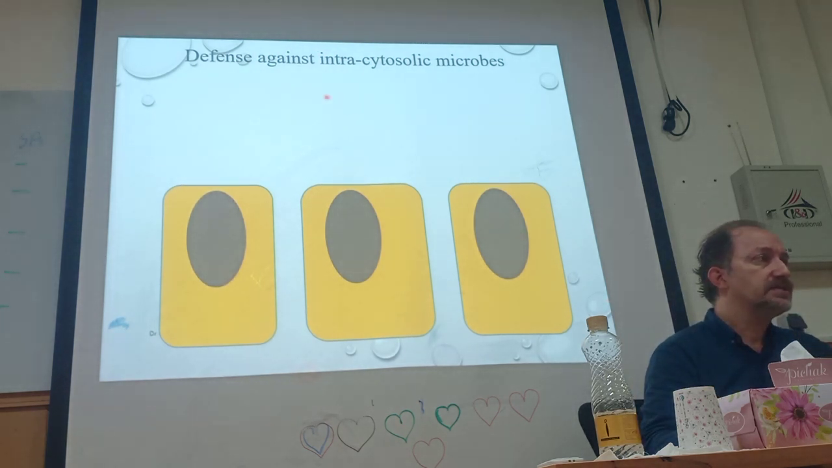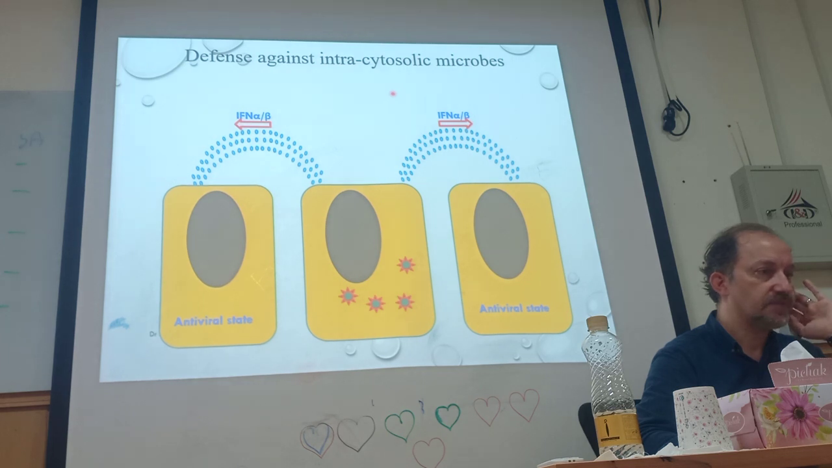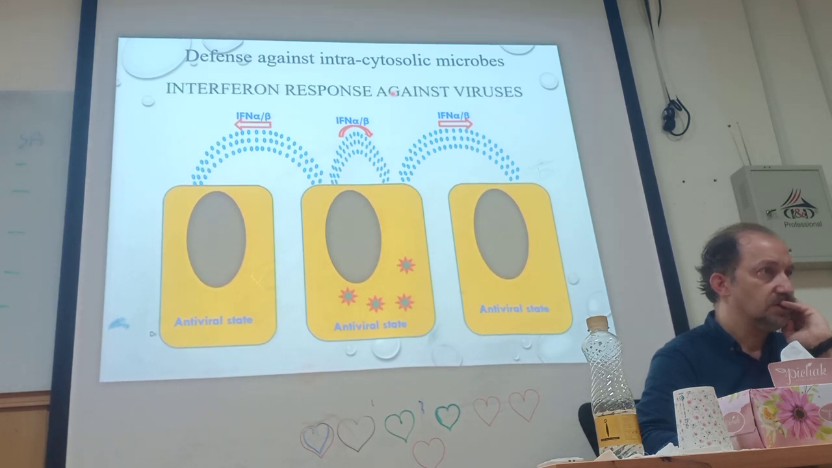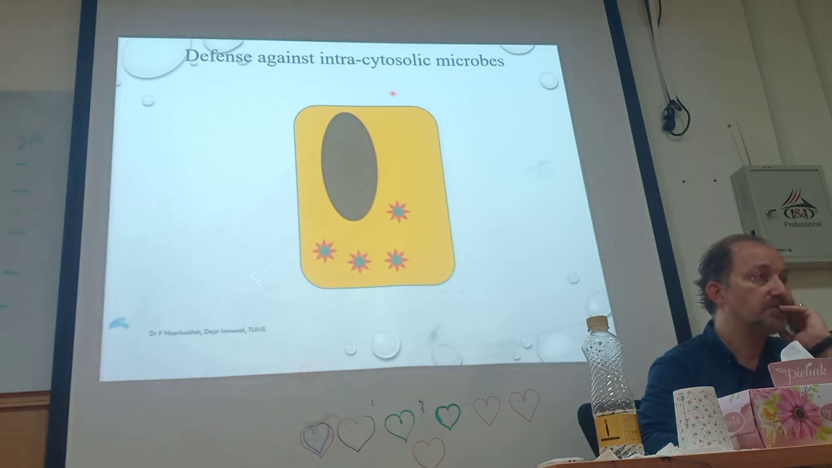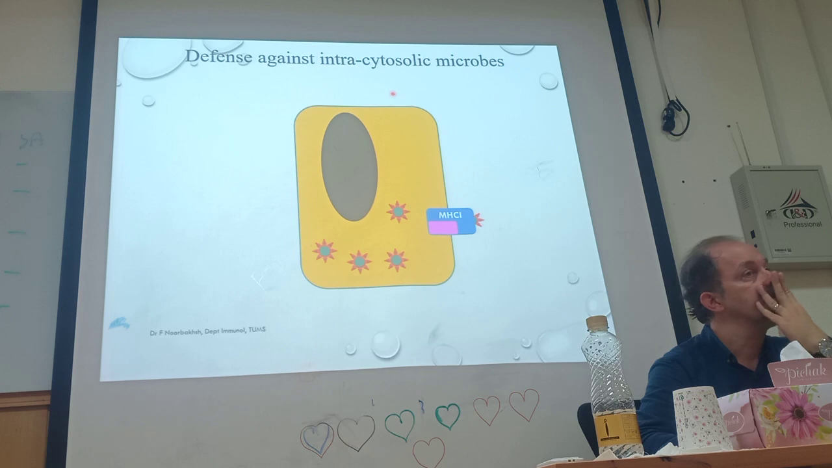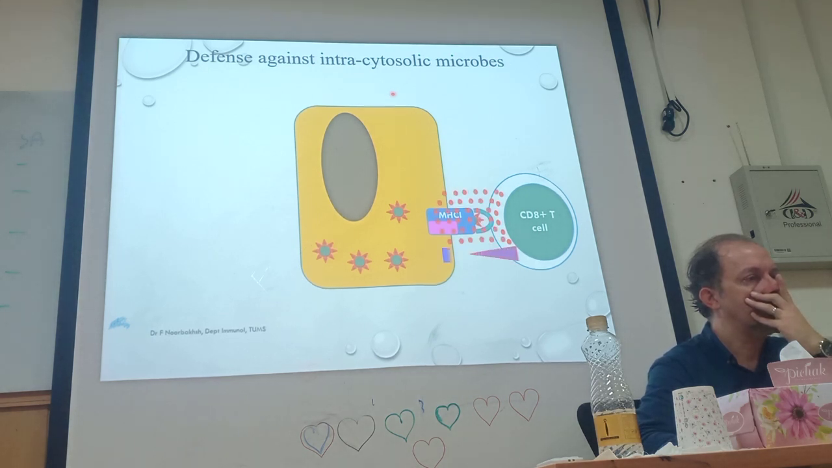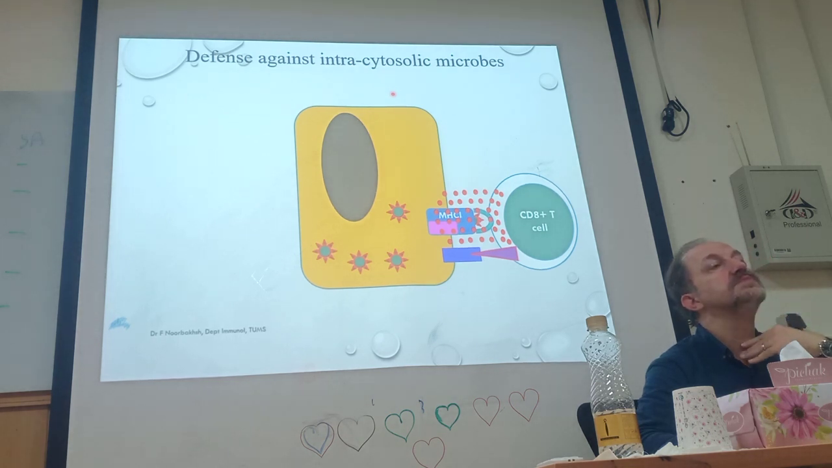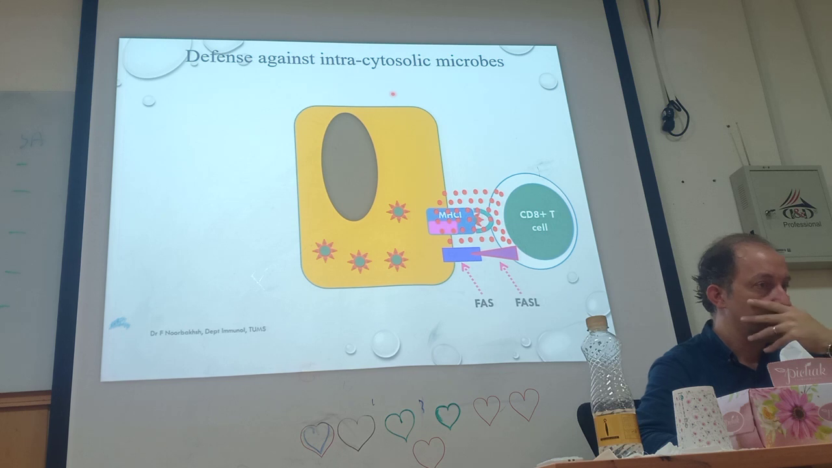Yeah. Okay. So the defense against intracytosolic microbes, let's have a look here. Again, we have interferon alpha and beta as an antiviral state, and it continues with interferon alpha and beta, and interferon response against the virus. So in response to intracytosolic microbes, again, we need MHC class 1 here, and then which T cell should attach to MHC class 1? CD8 positive cell should attach to MHC class 1. And again, this time we have FAS and FAS ligand, which help and make a combination.